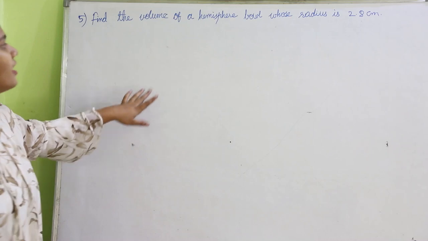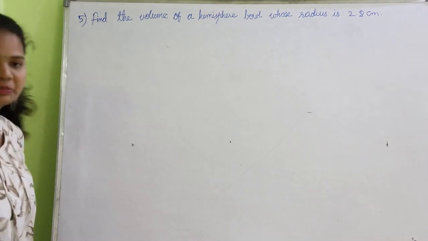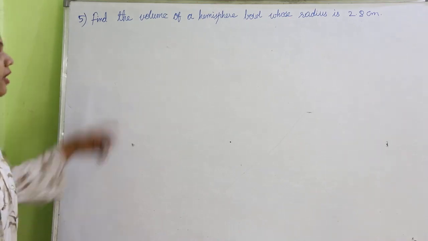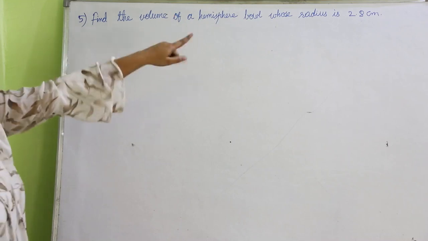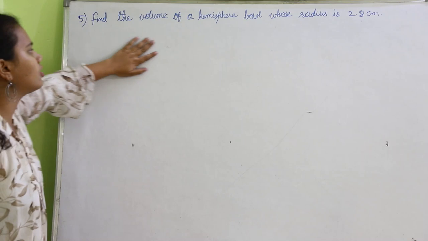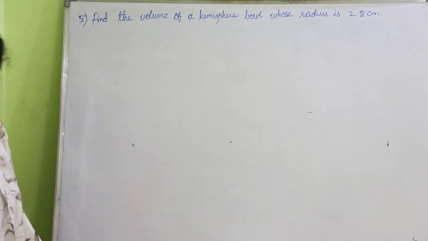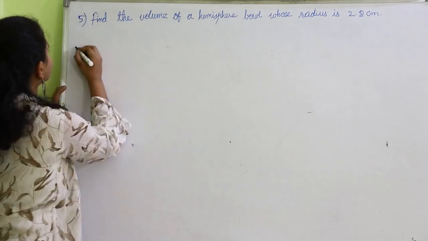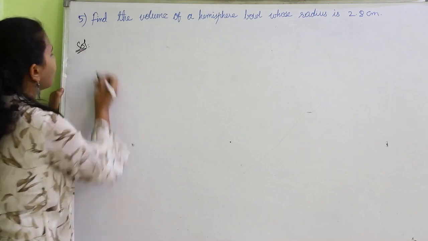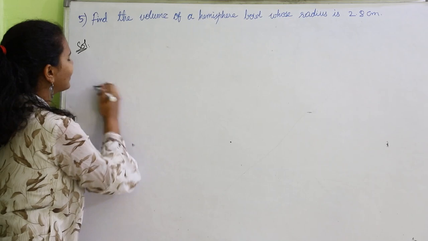Find the volume of a hemisphere bowl whose radius is 2.8 centimeters. So they have asked to find the volume of a hemisphere. They have already given the radius, where radius equals 2.8 centimeters. We know the formula: volume of hemisphere equals 2 by 3 pi r cube, right? So here is the solution. The volume of hemisphere is 2 by 3 pi r cube.